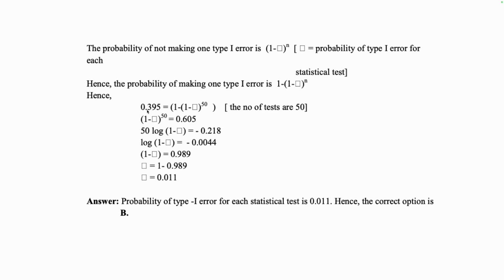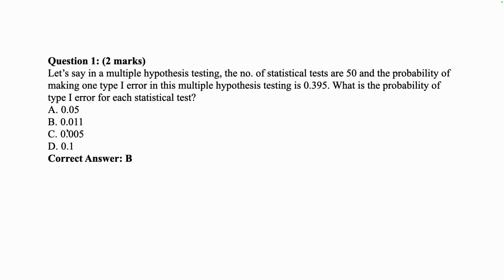And if we compute this value with the formula and then we solve this equation, then we would get the probability of making one type 1 error for each statistical test. It would be 0.011. So the correct answer for this question would be B, 0.011. So basically, we are given the total number of statistical tests and the probability of making one type 1 error. In total of 50 statistical tests, we need to compute the probability of type 1 error in each of the statistical tests.